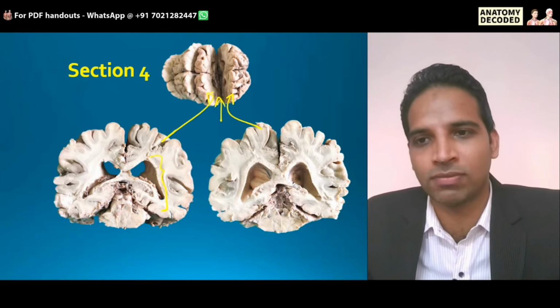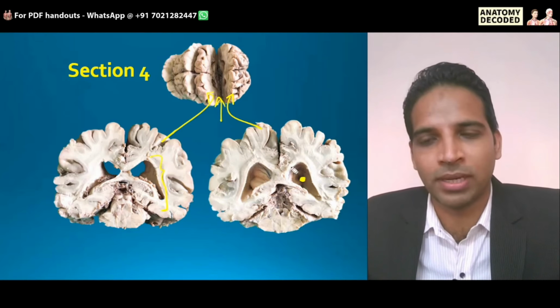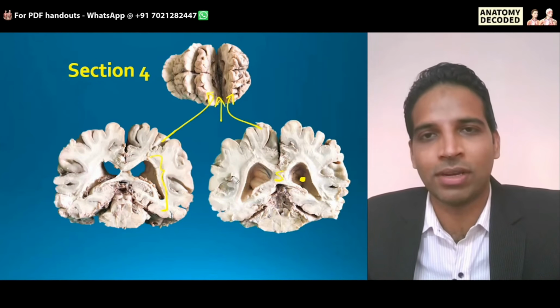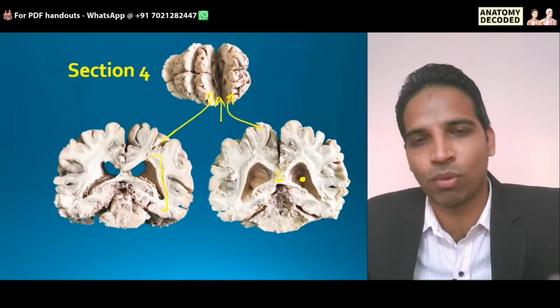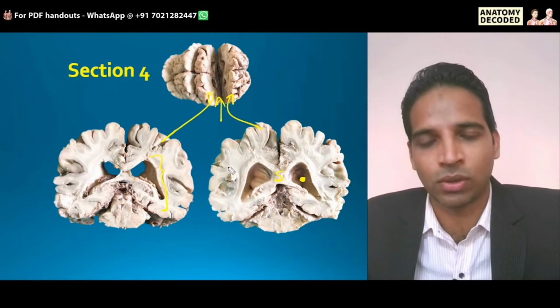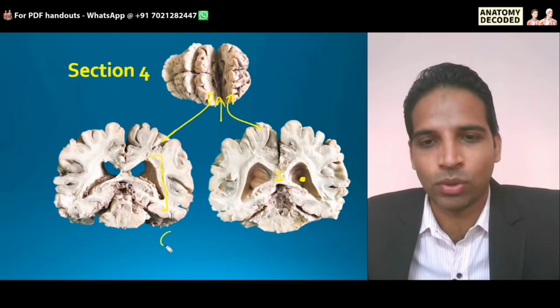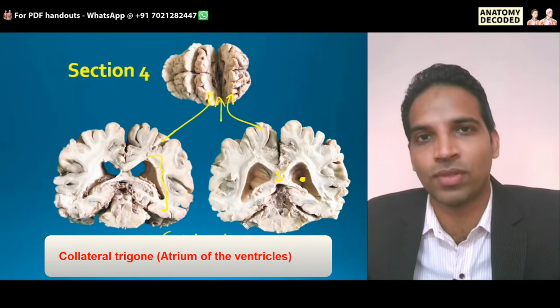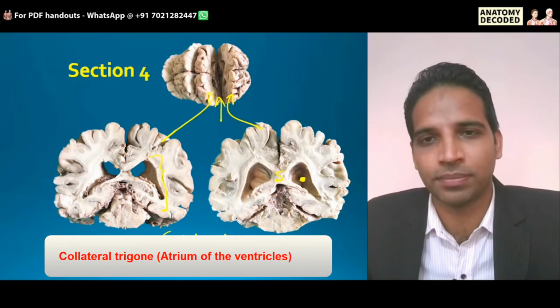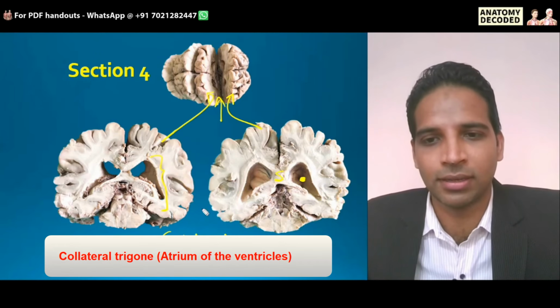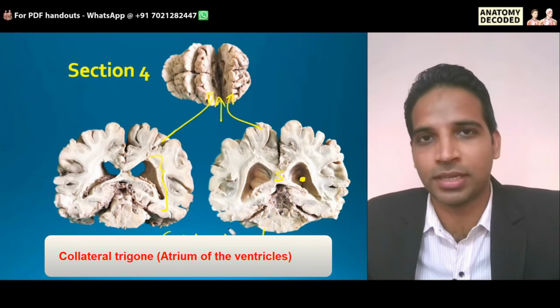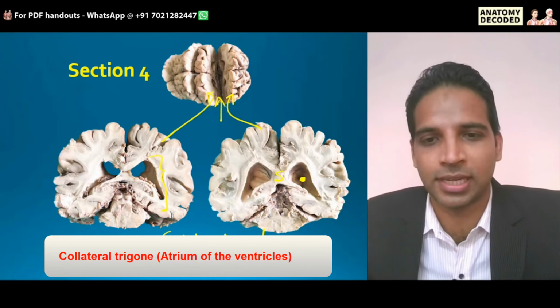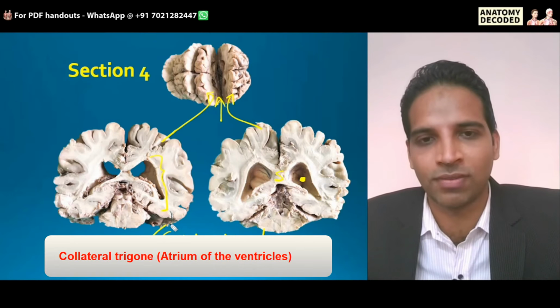The actual posterior horn is the one which extends behind towards the occipital pole. But this section is taken at the level of the splenium. When we take it at the level of the splenium, the body, inferior horn and posterior horn, all three come together, and that area together is referred to as the collateral trigone. Collateral trigone has another name called the atrium of the ventricles. Atrium of the ventricles means it is like a union of the adjacent parts of the lateral ventricle. You have heard of the atrium in the heart, but in the brain also, if asked where is the atrium, that's the answer. Collateral trigone is referred to as the atrium of the ventricle.